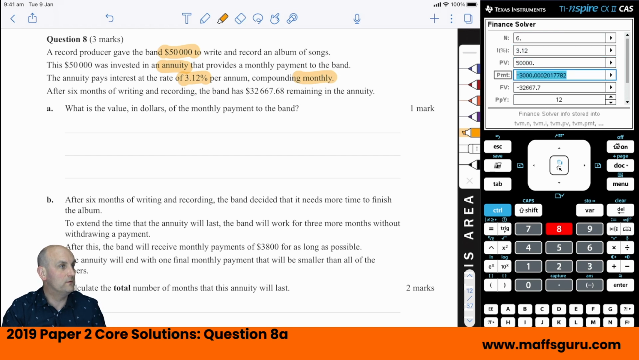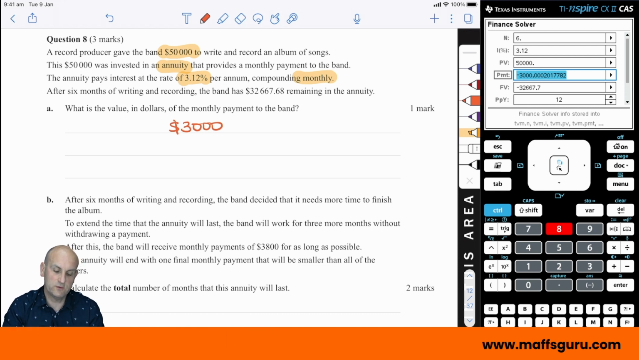And if we hit payment, we get $3,000 per month. There are a few decimal places there, but effectively we could round that. So again, we get $3,000 per month. That's 1 mark. Now, remember for further maths questions, where it's 1 mark, you just have to show the answer. If it's more than 1 mark, you have to show some form of working out.